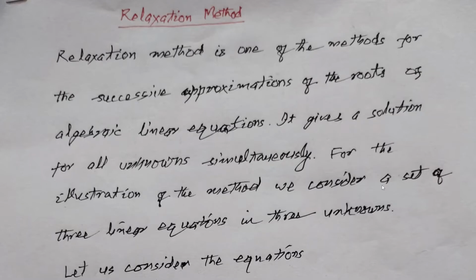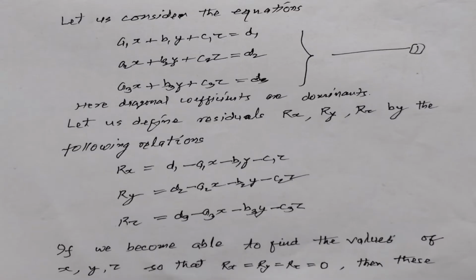For the illustration of the method, we consider a set of three linear equations in three unknowns. Let us consider the equations a1x plus b1y plus c1z equal to d1, a2x plus b2y plus c2z equal to d2, a3x plus b3y plus c3z equal to d3. Here, the diagonal coefficients are dominant.